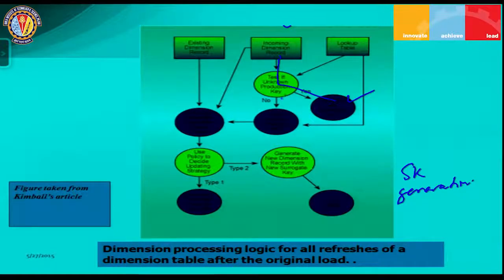Okay, if it is no, then what we do is get the current surrogate key from the lookup table, get the existing record using the lookup table, do a field by field comparison, and use policy to decide update strategy if something has changed. So if some change is detected, you use a type 2 change. Type 1 is typically not used, right? And then once you have done this, generate a new dimension record with a new surrogate key, then you go to the database load. So this is how you do the refresh.